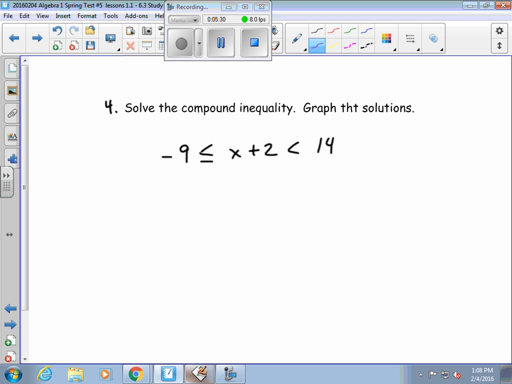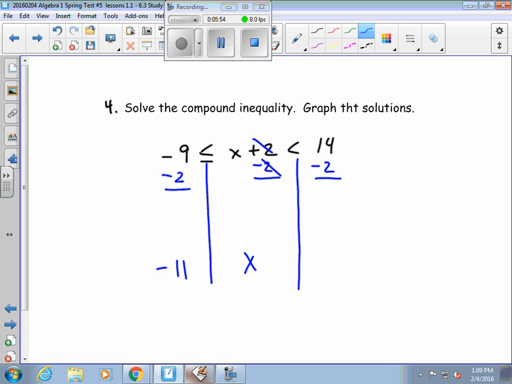Number 4, solve the compound inequality and graph the solutions. So now instead of having a right and a left side, we've got a left side, a right side, and a middle. Remember, when we do something to one portion, we have to do it to all 3 portions. In order to undo plus 2 in the middle, because we want to get x by itself, we subtract 2. If you do it to the middle, you subtract 2 on the left, and you subtract 2 on the right. This will cancel out. Negative 9 minus 2 is negative 11, and 14 minus 2 is 12.